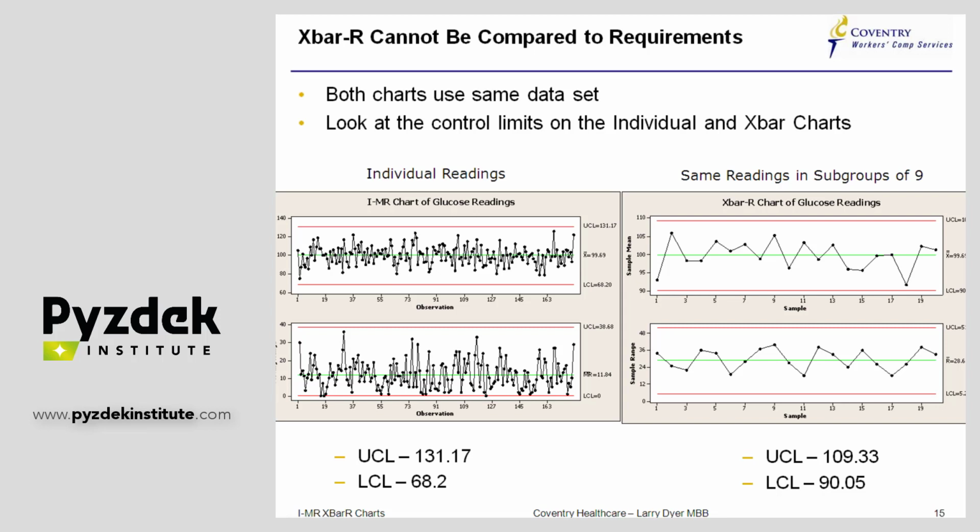So if I've got individual readings up near the control limit on the IMR chart of 131, and I set my requirements at 109, which is what the X bar R chart says, then I'm going to have things that are out of control show up, and my customer is not going to be satisfied. So that's the whole point: you can't use the X bar R chart when you build your requirements or when you set your customer specification. Comment?